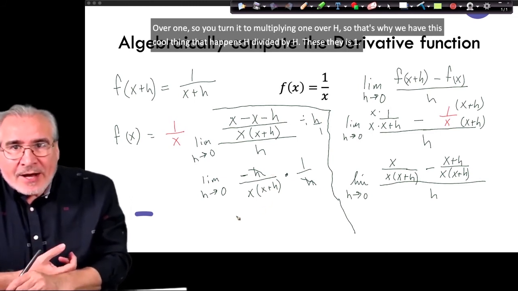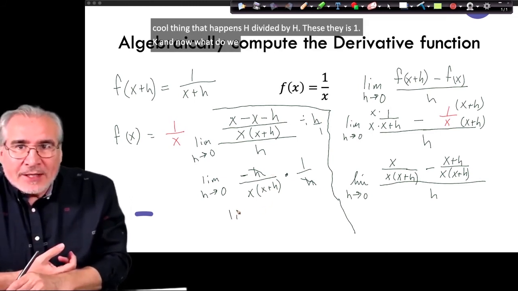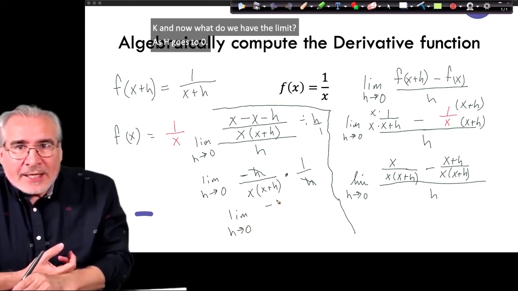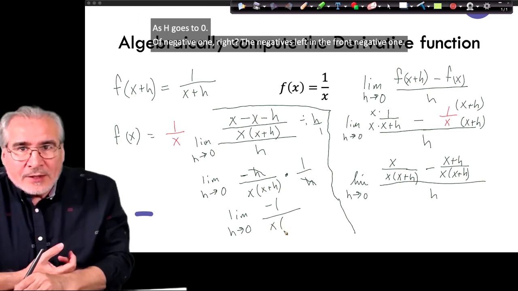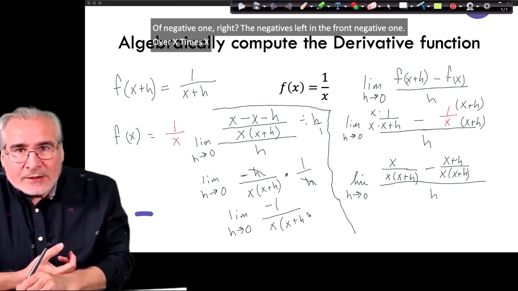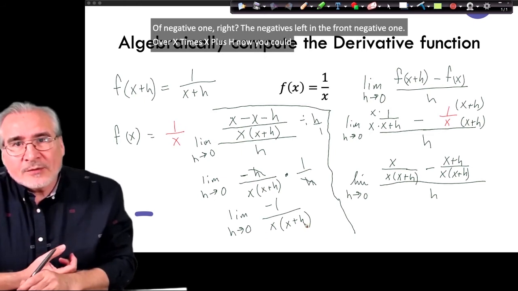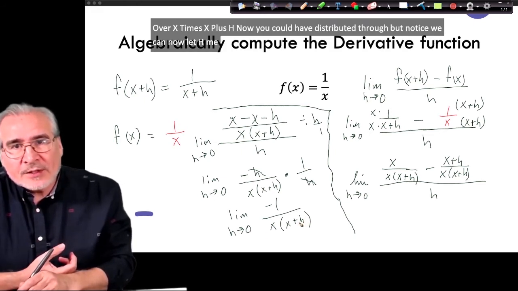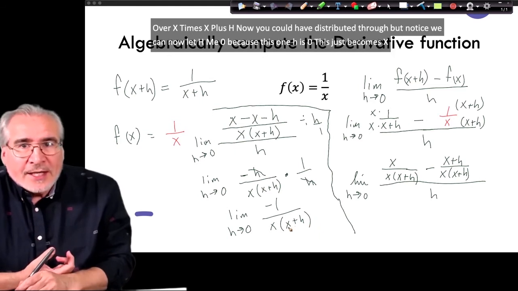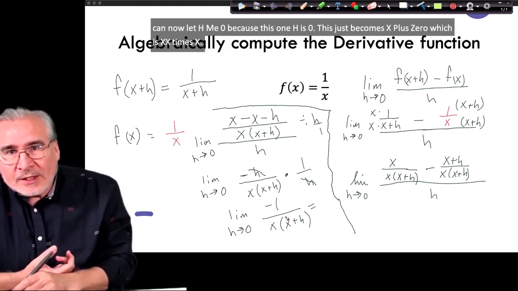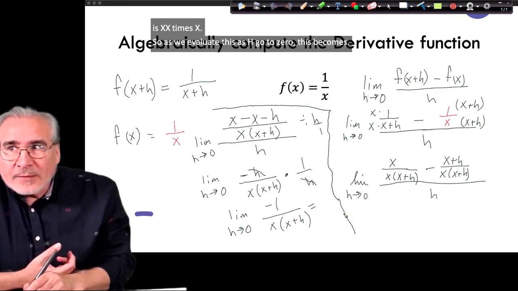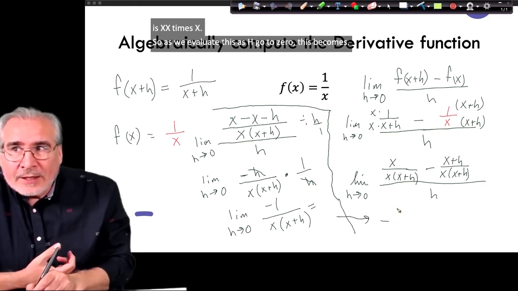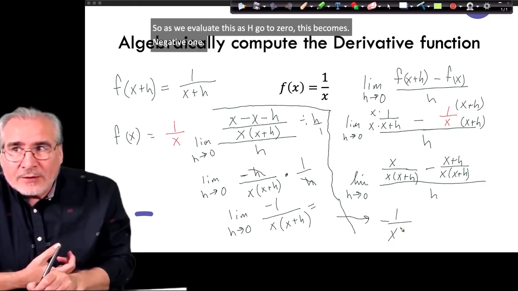Okay, and now what do we have? We have the limit as h goes to 0 of negative 1, right? The negative's left in the front, negative 1 over x times x plus h. Now you could have distributed through, but notice we can now let h be 0, because when h is 0, this just becomes x plus 0, which is x times x. So as we evaluate this as h goes to 0, this becomes negative 1 over x squared.